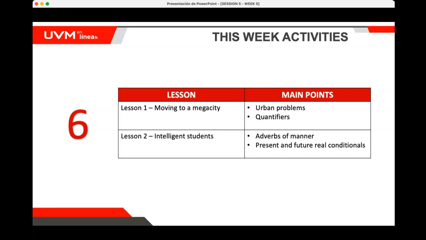You only reviewed here 2 of them, the first 2 of them. The zero conditional, which is the present conditional in this case, and you learn the first conditional, which is the future real conditional. So this was an important grammar topic in this unit.